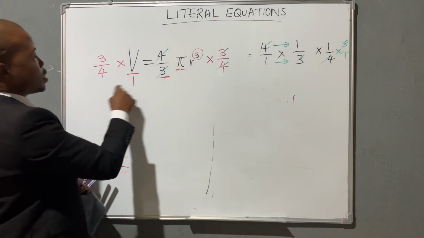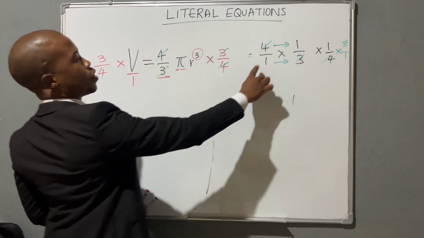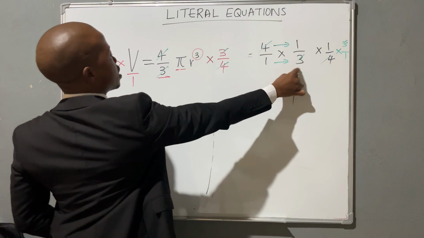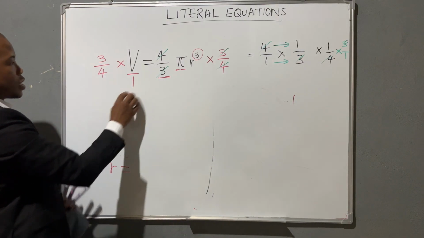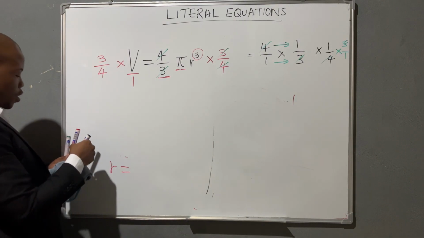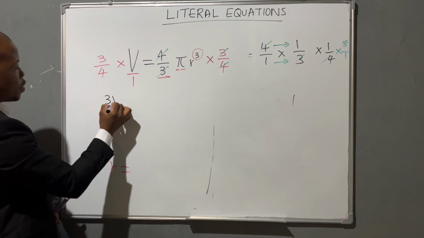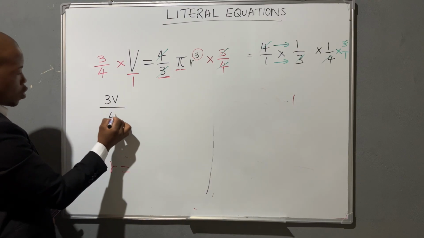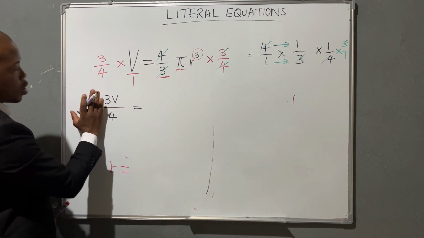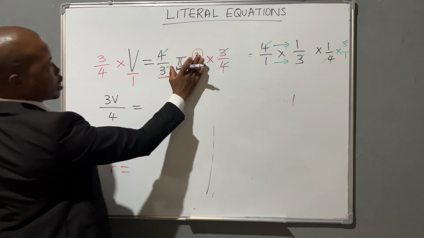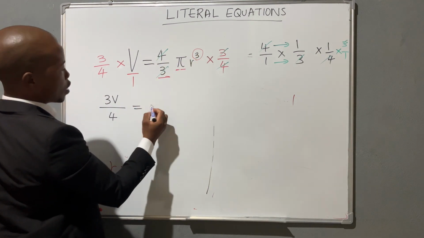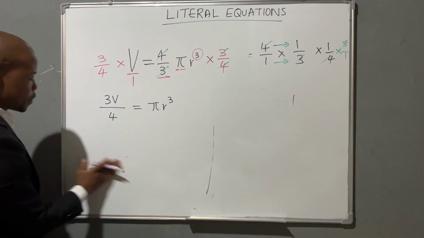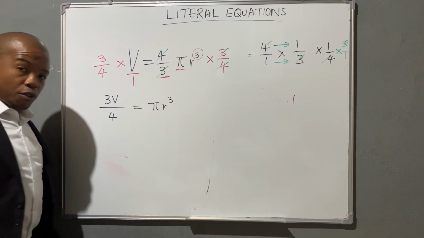So, like I did here with fractions, when we multiply fractions, you just say numerator by numerator, denominator by denominator. So this one is the same as saying 3 times V, which is 3V. And then 4 times 1 is just 4, right? So in other words, this part we have this. And then here, remember we got rid of the 4 over 3, so we are now just left with pi r to the exponent 3. Are we following so far?